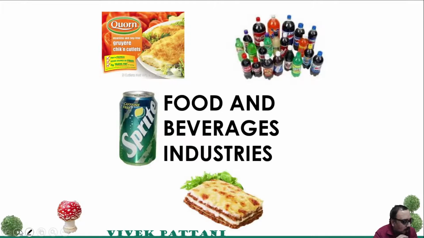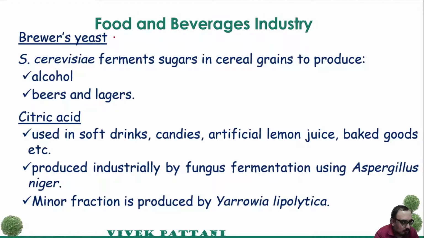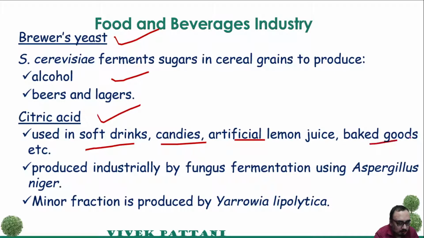Now we are moving forward with the food and beverage industries. What are the applications of fungi in the food and beverage industries? Brewers yeast is used, and also in citric acid production. In brewing, you all know Saccharomyces cerevisiae, a yeast, is used. Citric acid is used in soft drinks, candies, artificial lemon juices, baked foods, etc. in a variety of places, and it is produced by fungal fermentation using Aspergillus niger.